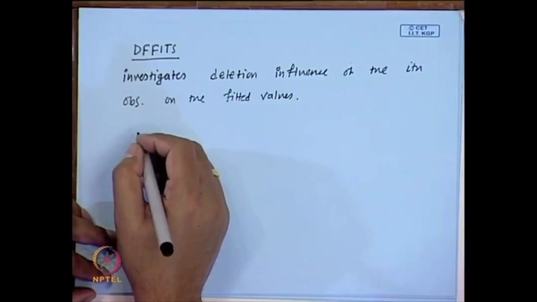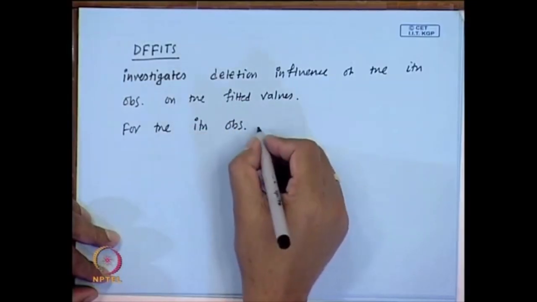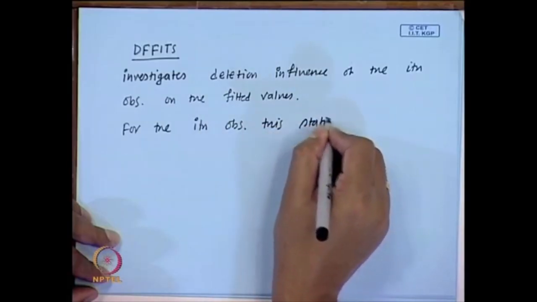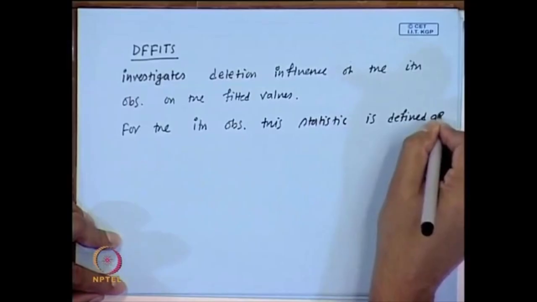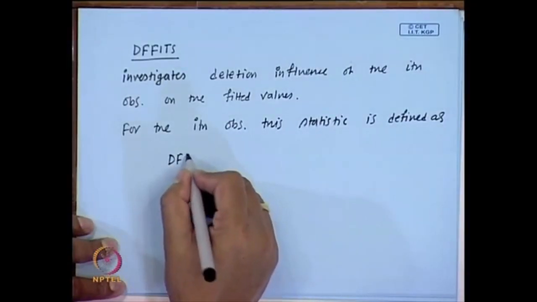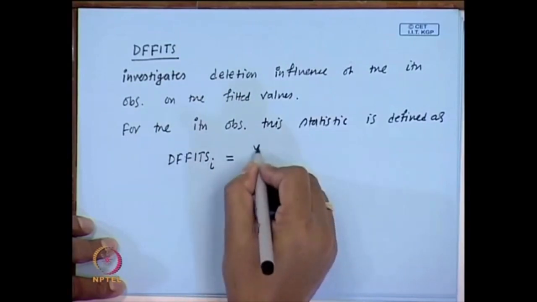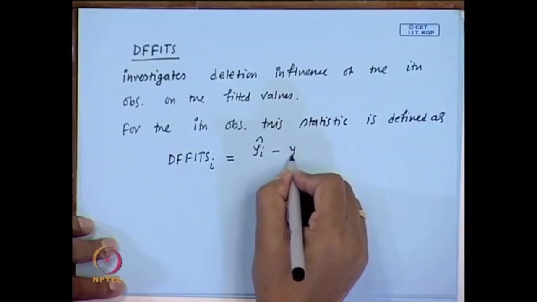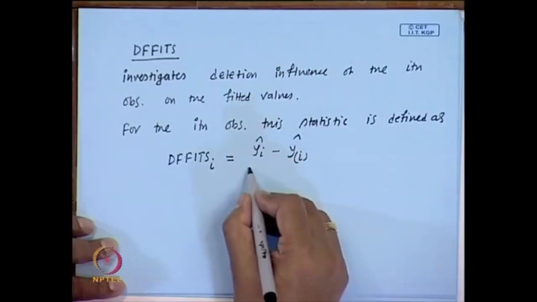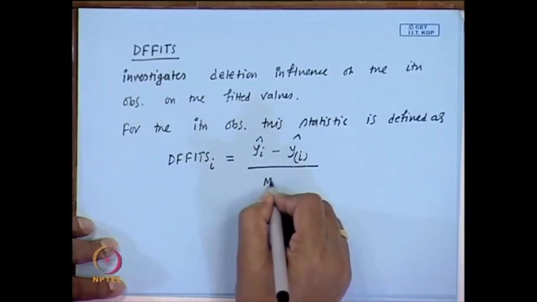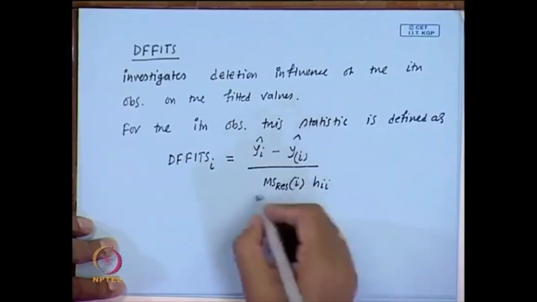For the ith observation, this statistic is defined as DFITS i, the difference between fits, which is equal to yi hat minus yi(i) hat, and you make it standardized by the square root of MS residual(i) times hii.